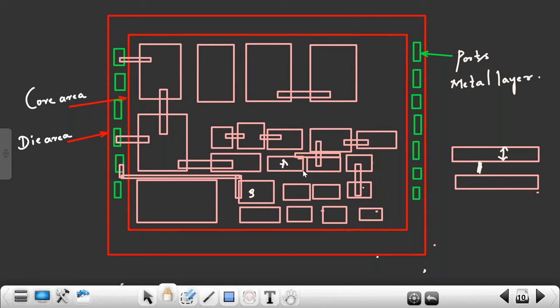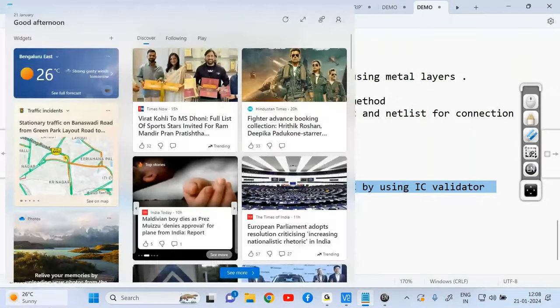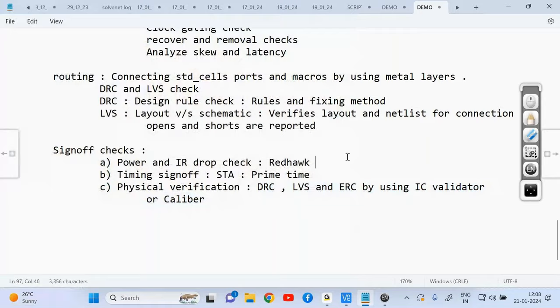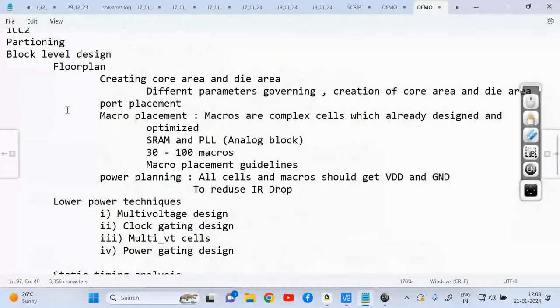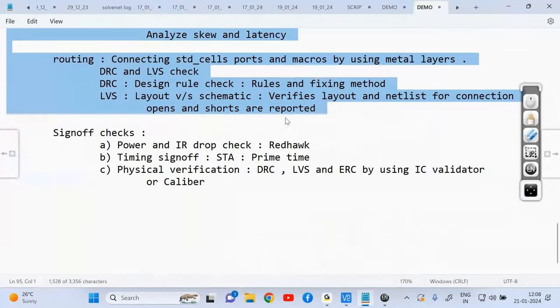What is the ASIC design flow? See, there is nothing like an ASIC design engineer. The ASIC design flow, from top to bottom, complete, is called ASIC design. Physical design means you are involved in floor plan, doing all these things till routing. Physical design is nothing but you take this block, and you verify it. That is called physical verification.